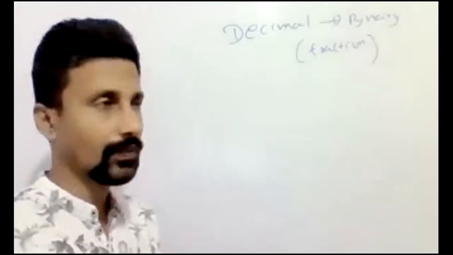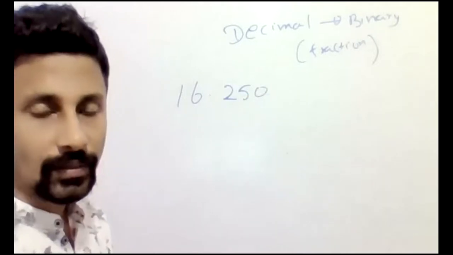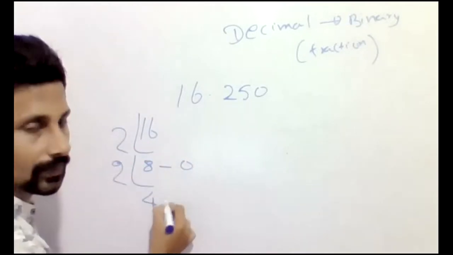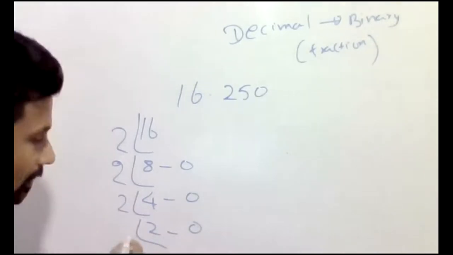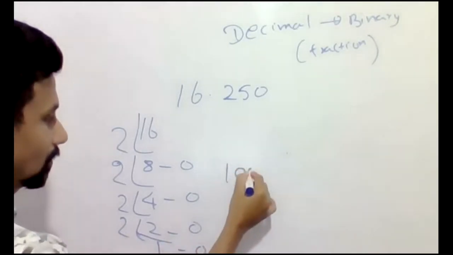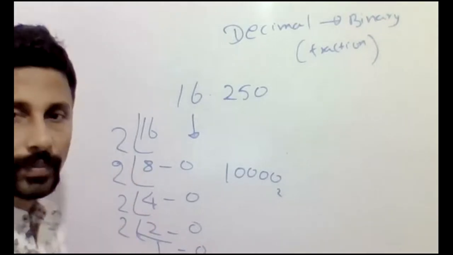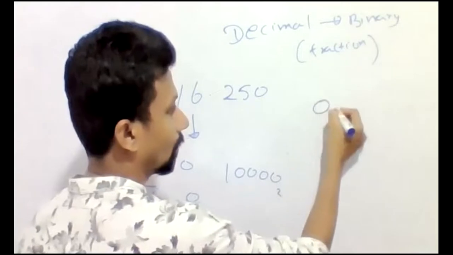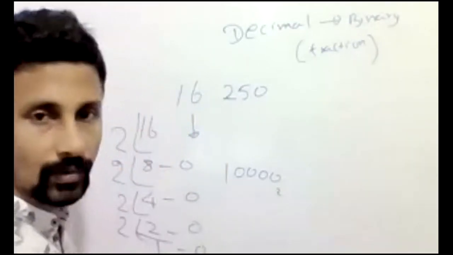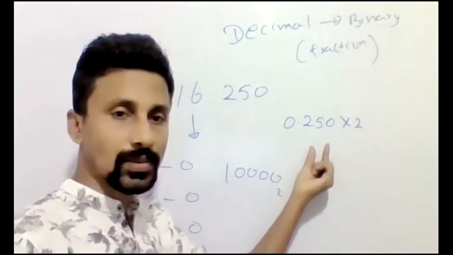So for decimal to binary fraction, if I take something like 16.250, the 16 you can convert to binary by dividing by 2 the same way that we have done. Then you get 1 0 0 0 0. This is 16, right? Then you have the fraction part 0.250. I have to multiply this part by 2 until you get 0 for this portion.